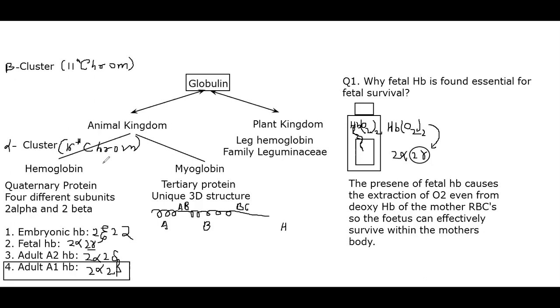Now, myoglobin, as you know, also belongs to the same globin family, but this myoglobin is present on chromosome number 22. Okay, so it is chromosome number 22. KK sir, please do confirm. Myoglobin is present on chromosome number 22, as I'm saying.